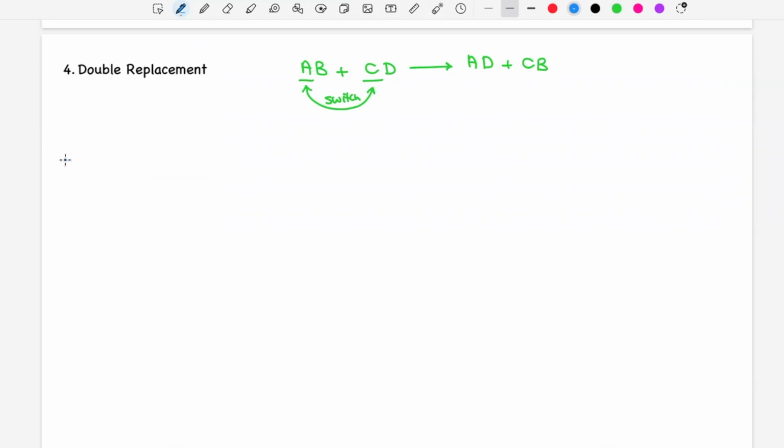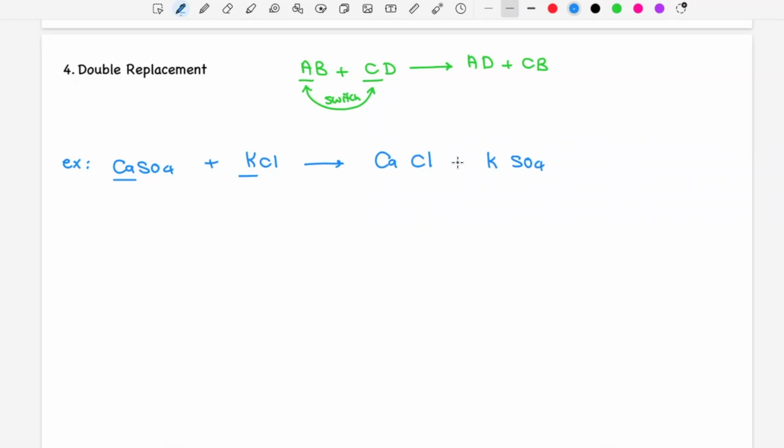Let's say we have CaSO4 plus KCl. Both of them are ionic compounds. So what happens is that the metal of the first compound, which is calcium, switches with the metal of the second compound, which is potassium. So technically calcium has to go with Cl, and K has to go with SO4.